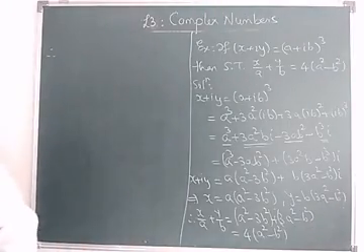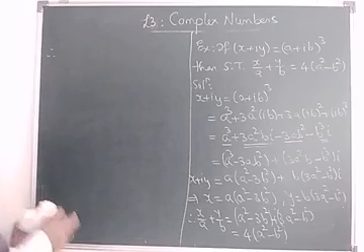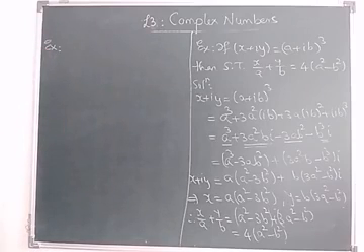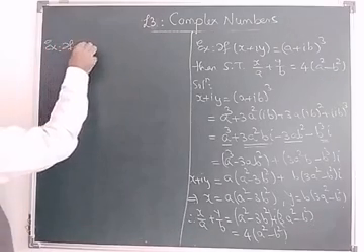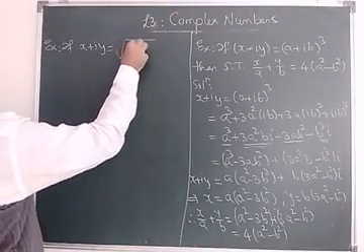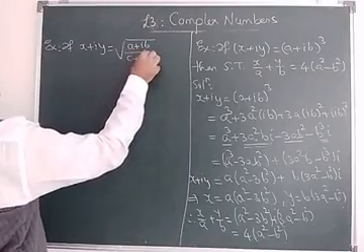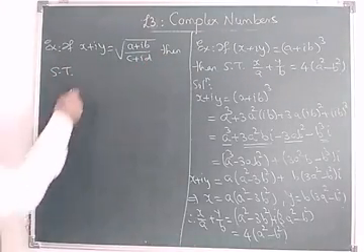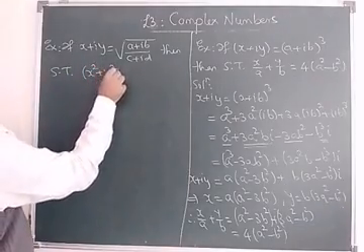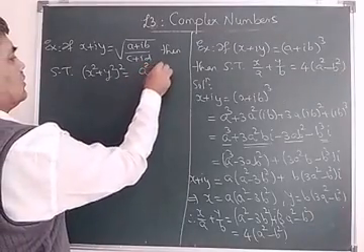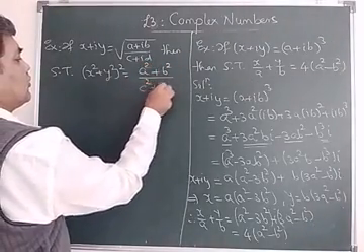Okay. We'll take one more example. If x plus iy is equal to the square root of (a plus ib) upon (c plus id), then show that (x square plus y square) whole square is equal to (a square plus b square) upon (c square plus d square).